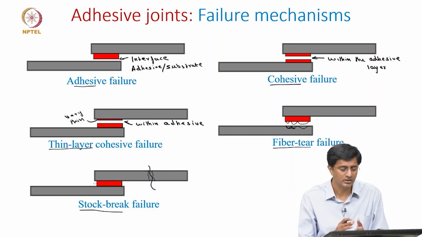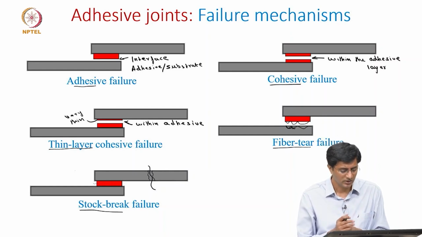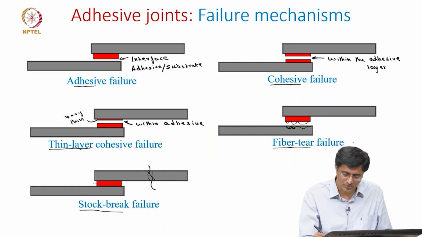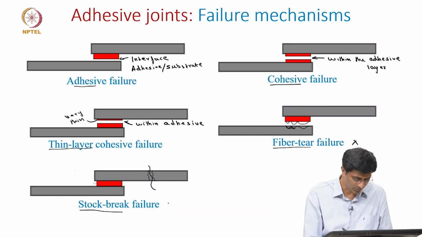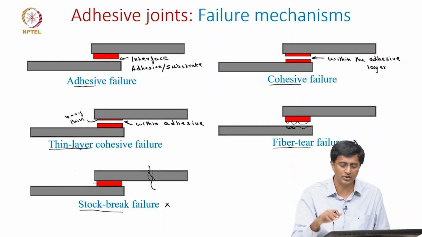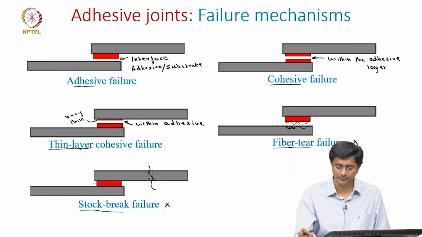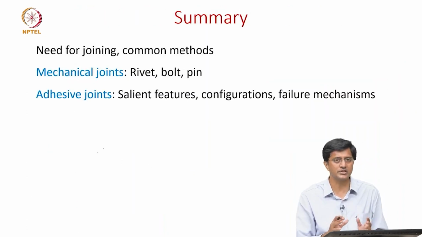So as you can see, there are several failure mechanisms, and these failure mechanisms are slightly different from metals, because in metals it is very rare to see the fiber tear failure or the stock break failure, because usually the substrates are much thicker and stronger, and usually the failure doesn't occur there. But once we are discussing the composites, it's possible that the crack grows into the composite and tears or breaks a few fibers. Or it is also possible that the failure occurs at the middle of this laminate instead of the joint level. So now let's summarize what we have discussed in this video.